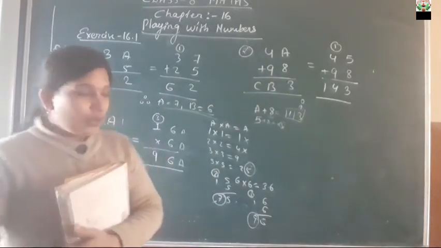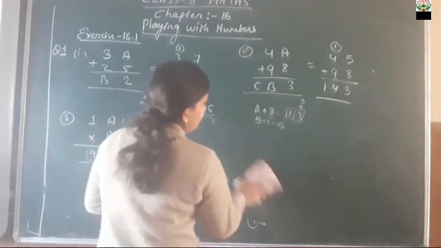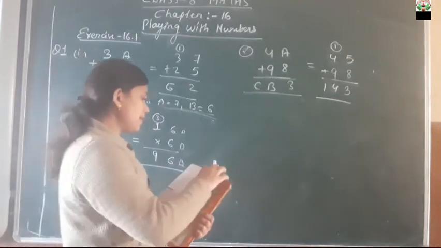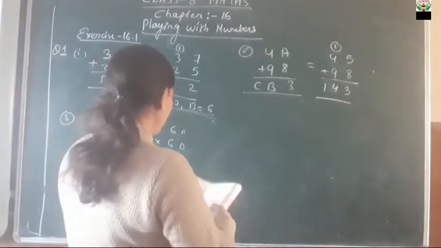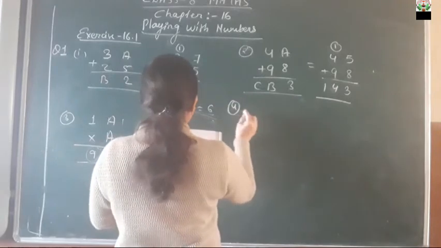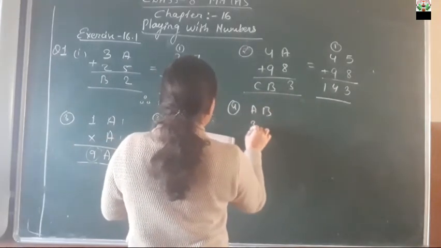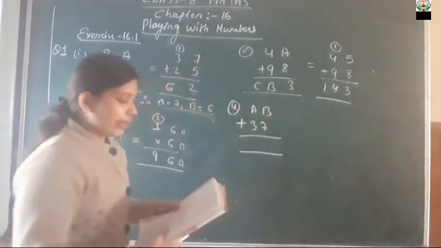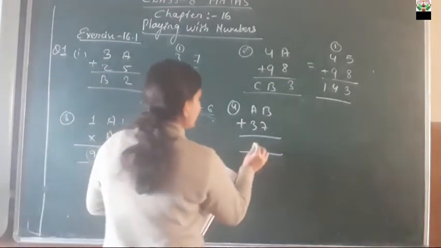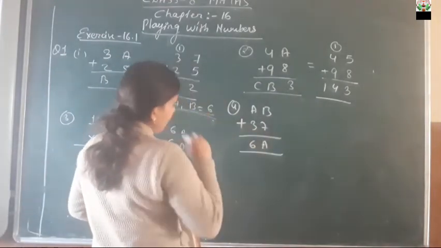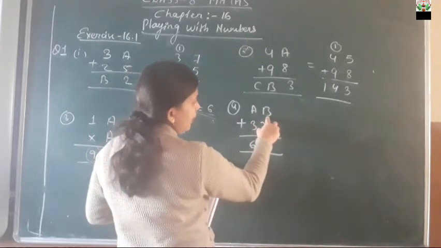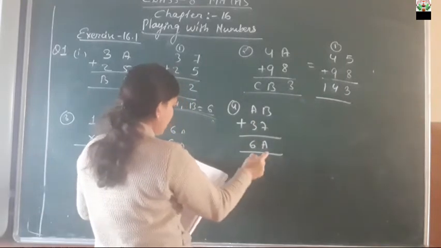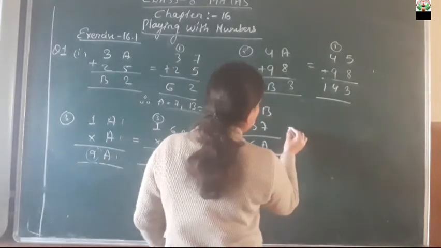Clear to everyone? Doing the same, next question. Next question we are having, question number 4 from exercise 16.1. AB, 3, 7 will be added with what number in order to get 6A. The number is 6A. Okay. So here, what number should be kept in place of B so that A will come, and the value of A will remain the same both ways. Okay. A का जो value है वो दोनों जगह same होना चाहिए.